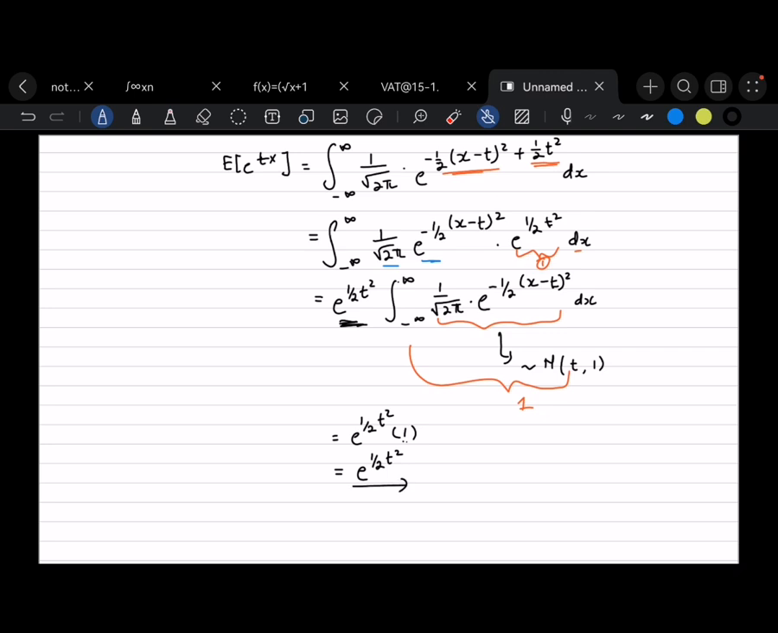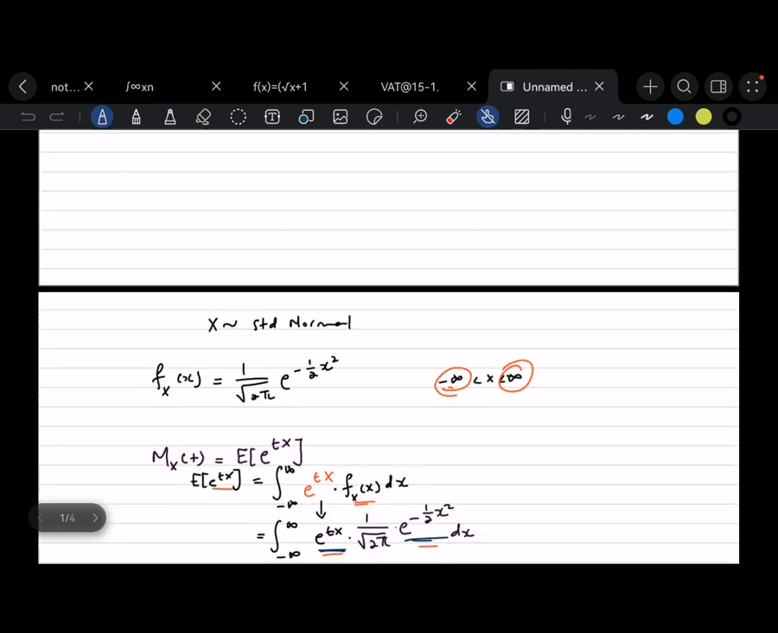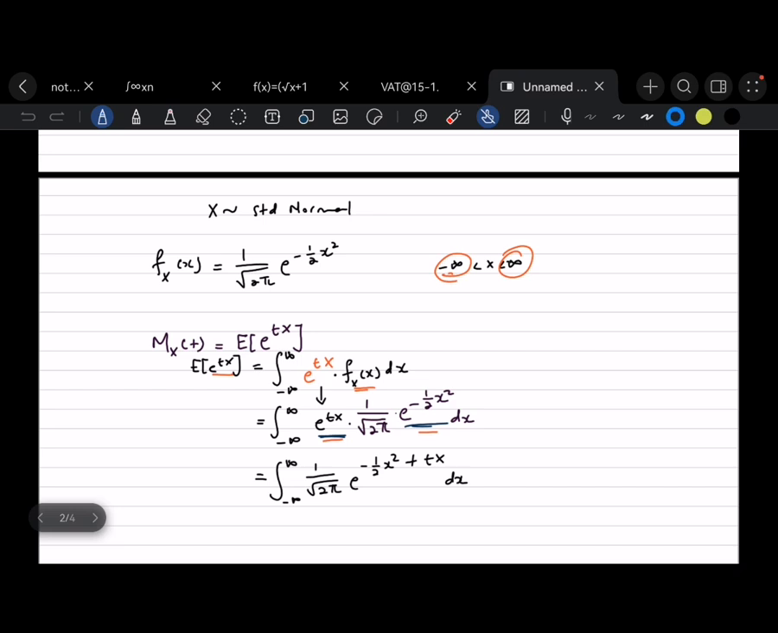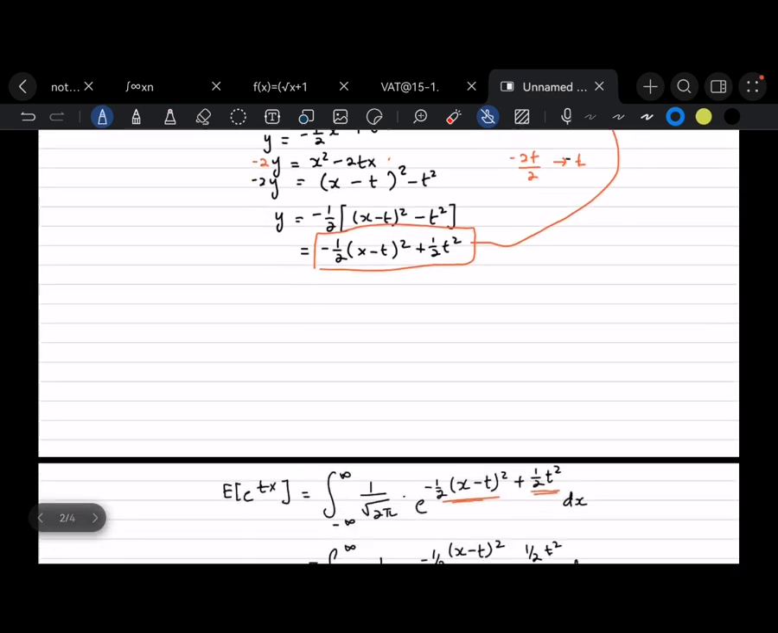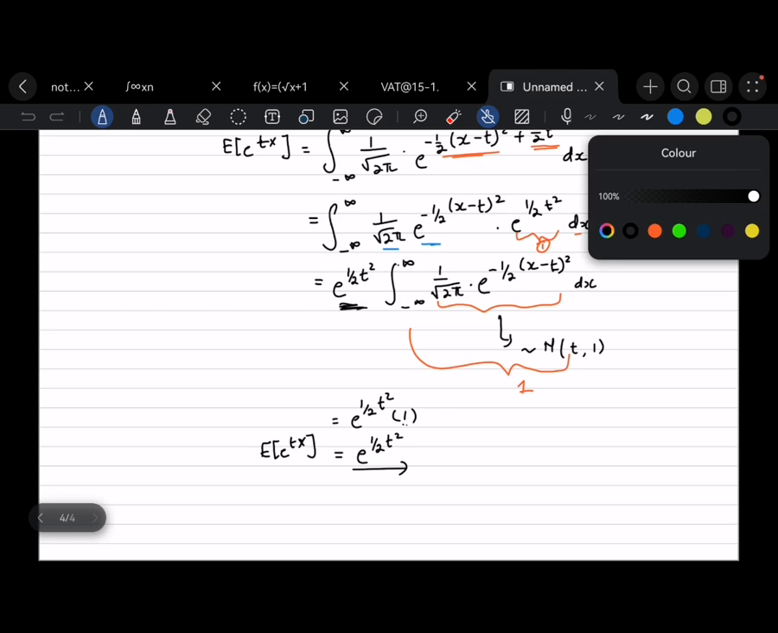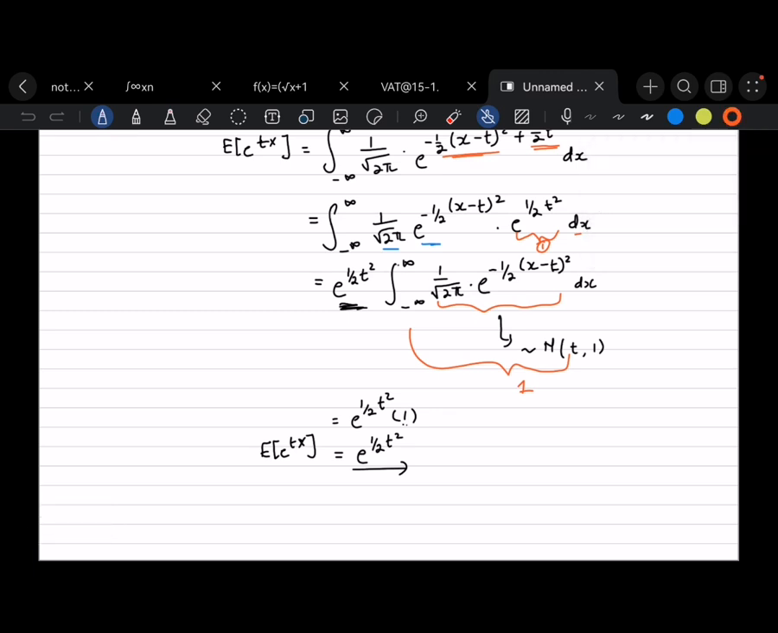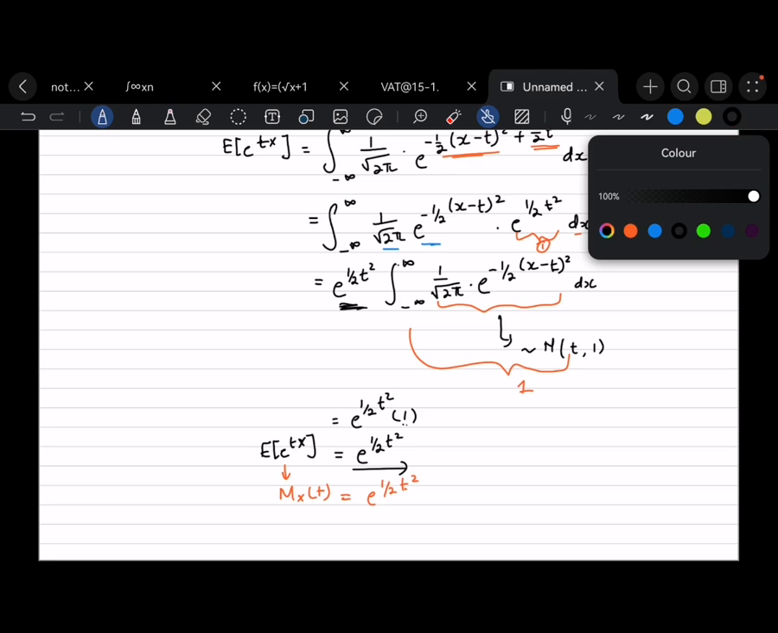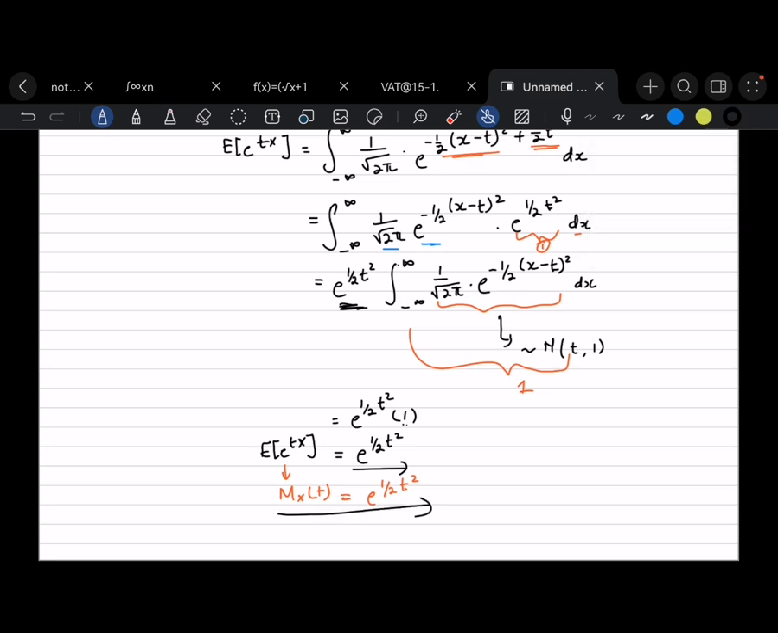So now remember that e to the half t squared is the expectation of e to the tx. Remember in the beginning we said the expectation of e to the tx is just the moment generating function of our random variable. So that means now we have found that this part is equal to the moment generating function of our random variable. So the moment generating function of a standard normal is just e to the half t squared. So that's what we are trying to prove.